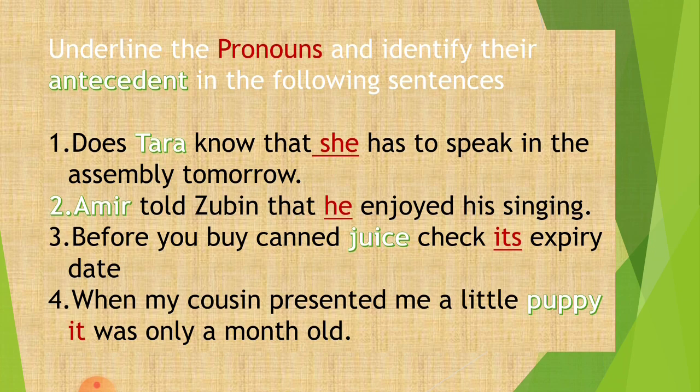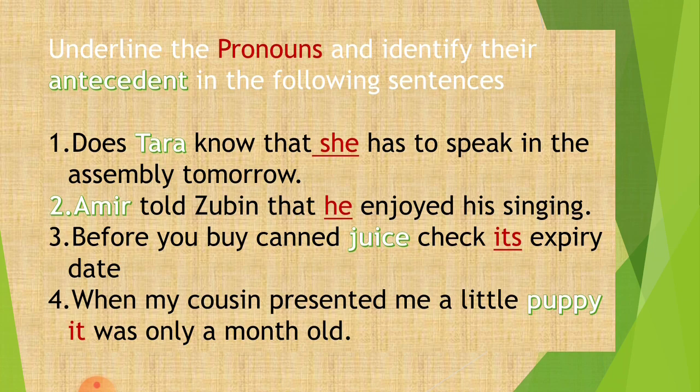Okay. Next one you see: Amir told Zubin that he enjoyed his singing. Now what is the pronoun? He. But whose place have you used he? Amir. So Amir is the antecedent and he is the pronoun.